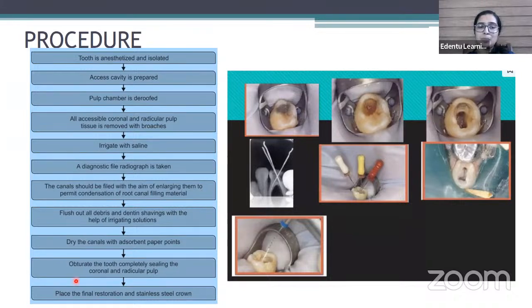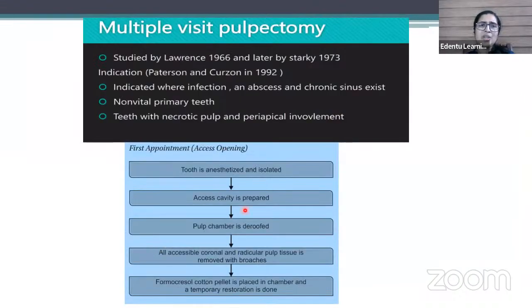And then finally, place a final restoration. Also, support it with a stainless steel crown. So these are the methods, or this is how you have to write the procedure. Now getting on into the multiple visit pulpectomy.